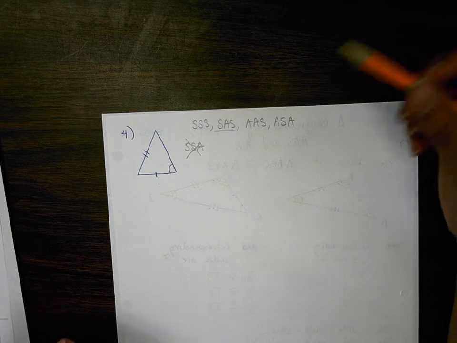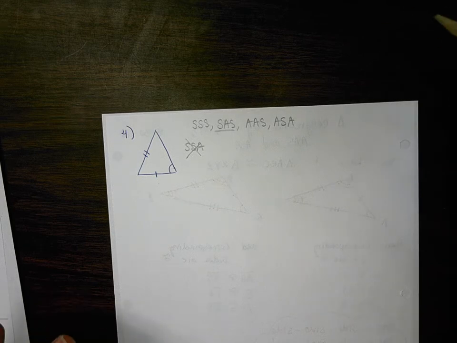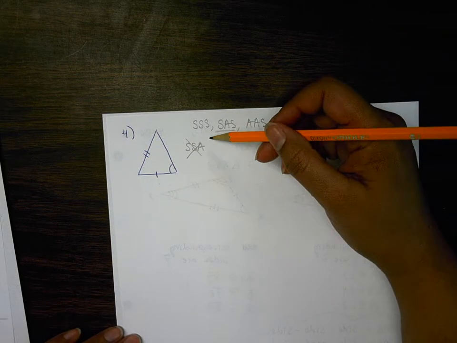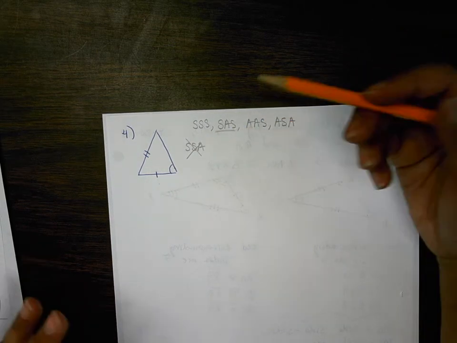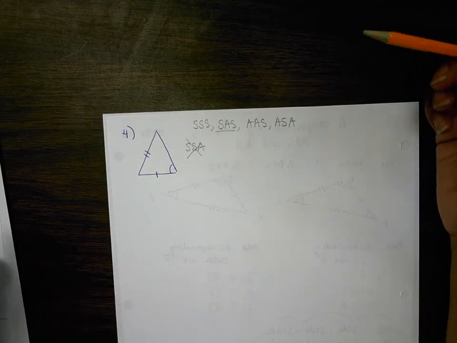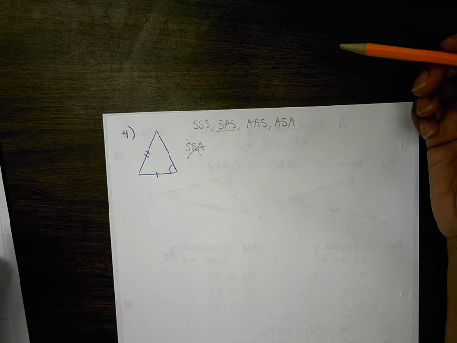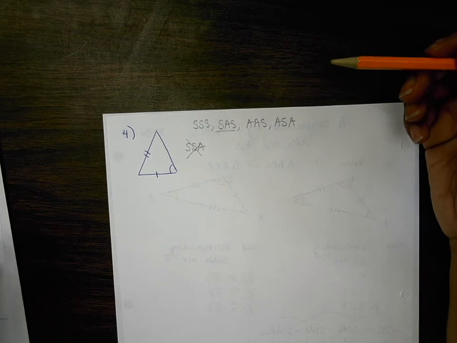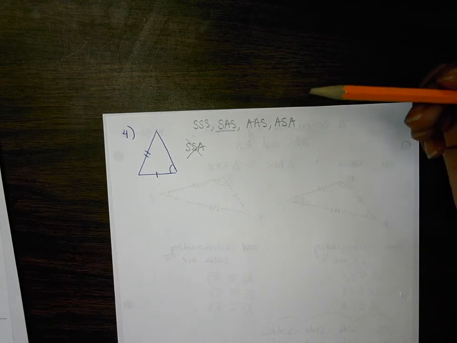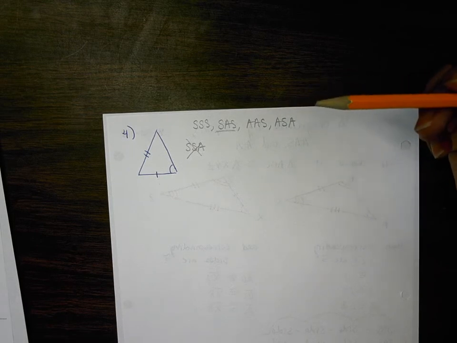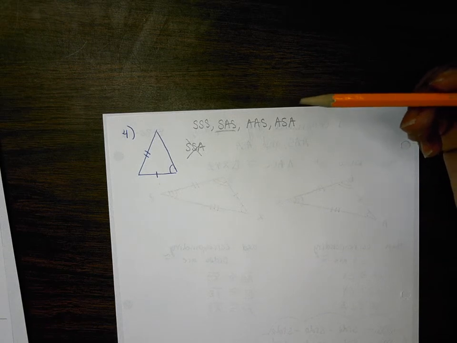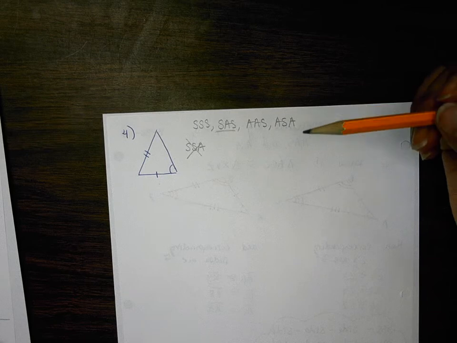SSA or ASS, however you think of it, is not one of the ones we use. There is a special case where SSA is allowed. We'll see that next week, but we don't call it SSA. We have a special name for it because it's using a special triangle. So it's possible, but only with a very special triangle. Anybody know what kind of special triangle that is? A right triangle. On a right triangle, it's allowed.